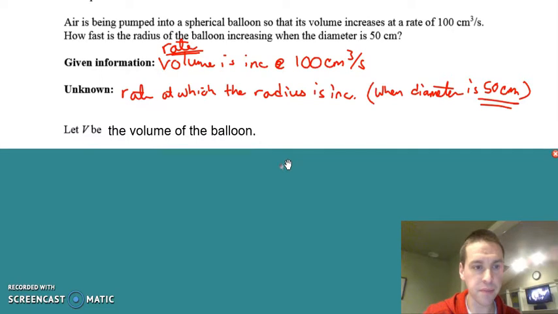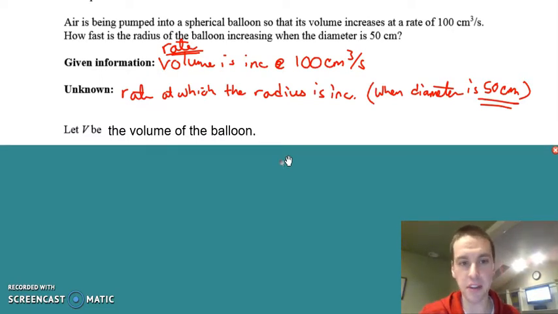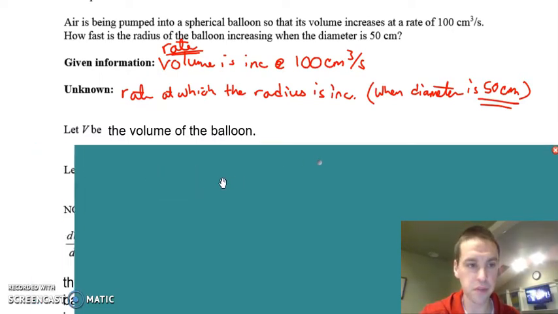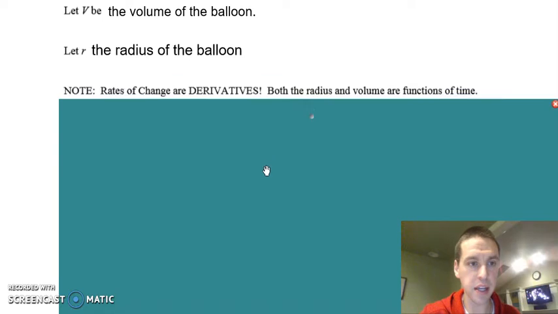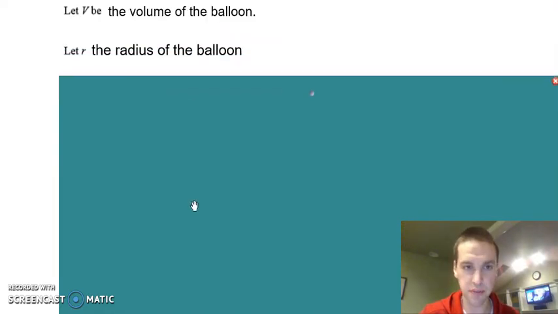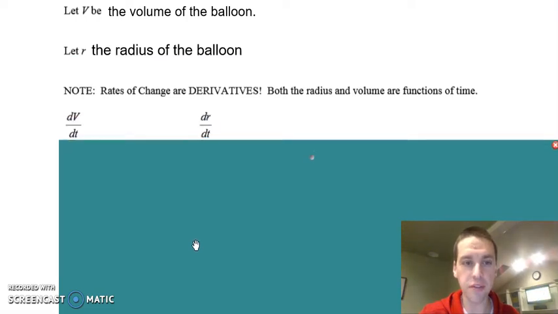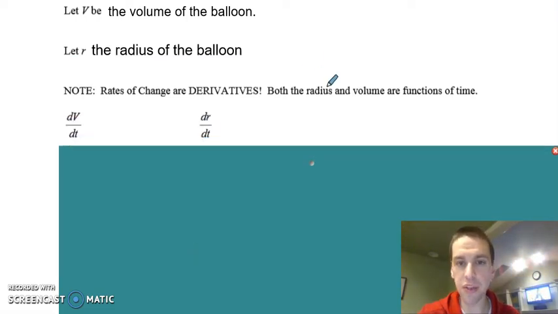So moving on here, let V be the volume of the balloon. Let R be the radius of the balloon. And then as we move on, we know that rates of change are derivatives. And so if we look here, both the radius and volume are a function of time. We know that it depends on the rate at which the volume and the radius is increasing at that specific moment as a function of time. And these are the rates.